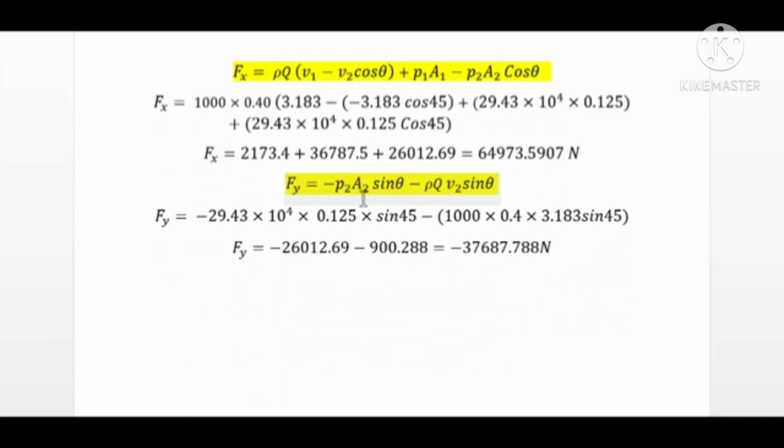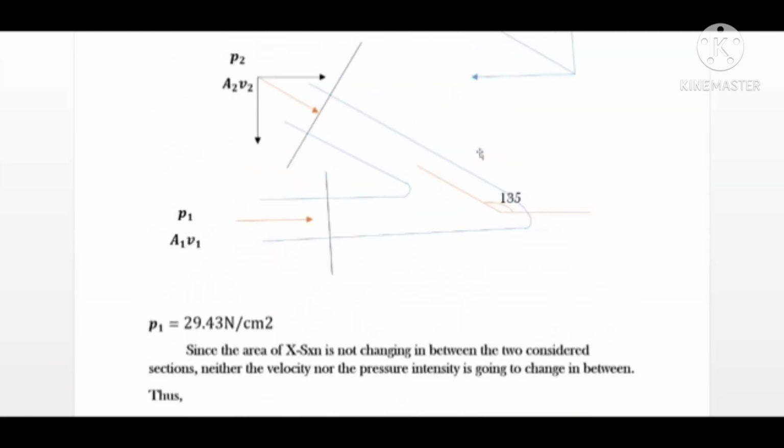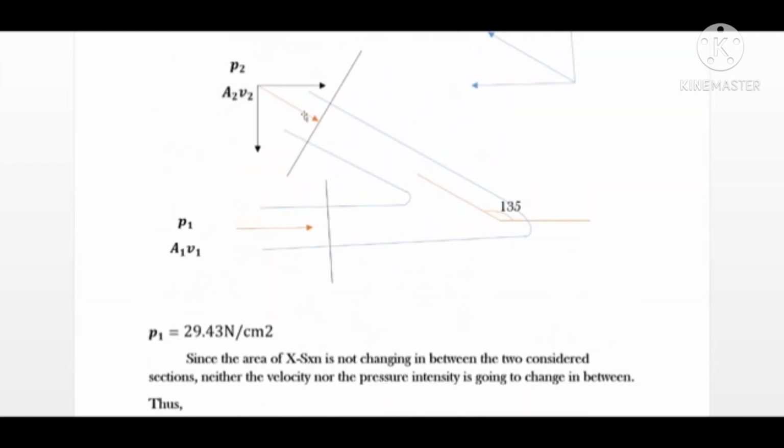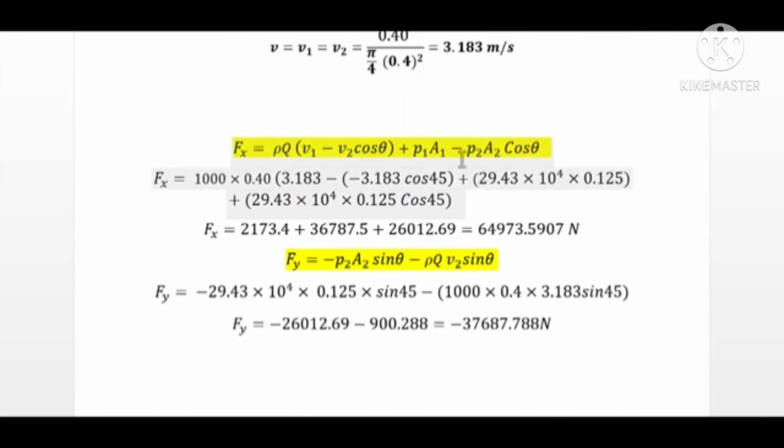Similarly for Fy, here you must check the direction of P2 as well. Here the direction of pressure is this, and the component of pressure along x direction is in the same direction as that of P1. That's why I have written it as plus P2, because here negative will eliminate and it will be positive. I have substituted the value of P2 here, and we have found the value for resultant Fx.